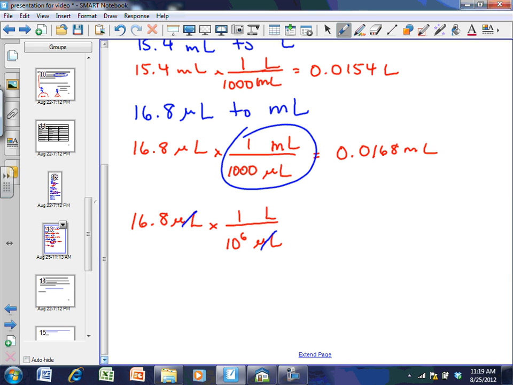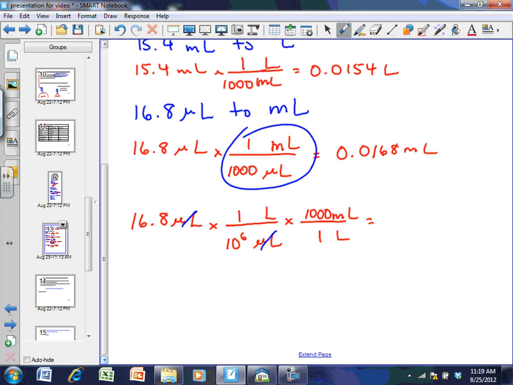I don't need to stop there. I can just go one more step from liters. Now I'm putting liters in the denominator, and the unit I'm trying to go to, milliliters. Which is bigger, milliliters or liters? Liters is bigger than a milliliter. How many milliliters in a liter? 1,000, or 10 to the 3.